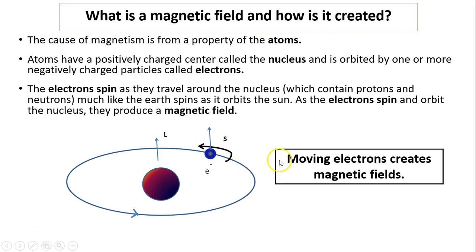As a matter of fact, not just electrons, any charged particles produce a magnetic field. If a proton is moving, it produces a magnetic field, or an alpha particle or any other charged particle. When they move, they produce a magnetic field.